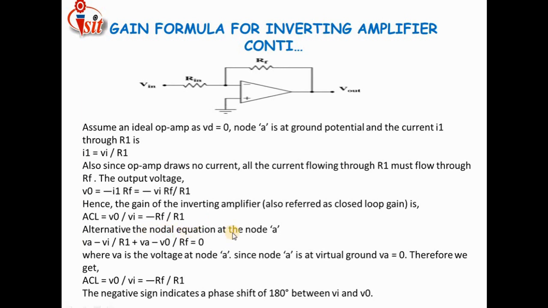Alternatively, the node equation at A is calculated as Va minus Vi divided by R1 plus Va minus V0 divided by RF is equal to 0. By summarizing the whole equation, we again get the same gain, which is equal to minus RF by R1. The negative sign indicates a phase shift of 180 degrees between Vi and V0. Why do we get a phase shift in the output? Because this gain is related to the inverting terminal of the op amp, and inverting means a 180 degree phase shift.